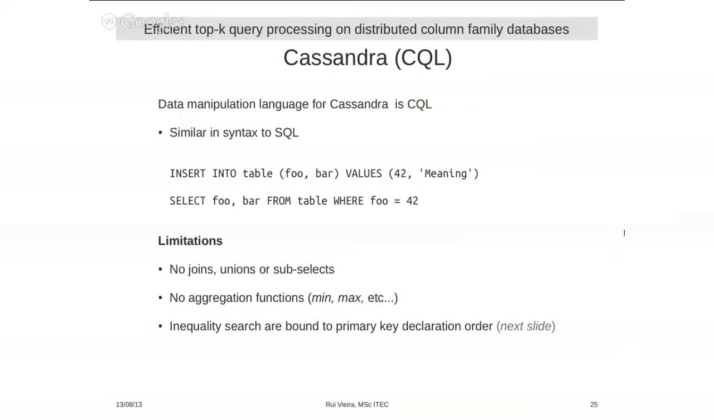Cassandra's data model language is CQL, which is very similar to SQL at first view. For instance, the first two statements are CQL, but they could be SQL statements. They have, however, limitations. Cassandra does not support joins, unions or subselects. It does not support aggregation functions, so minimum or maximum functions are not available. And inequality searches are bound by the primary key declaration. That will be explained on the next slide.